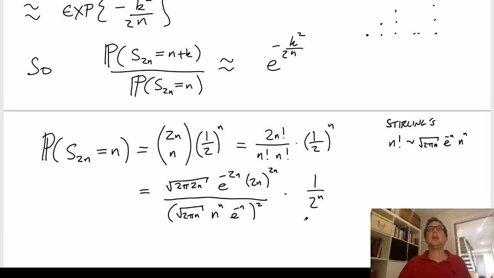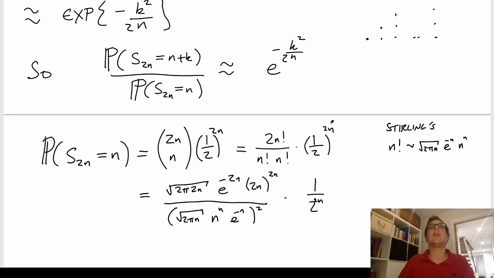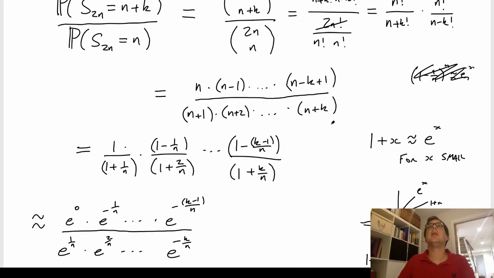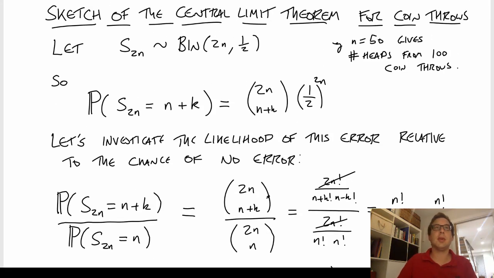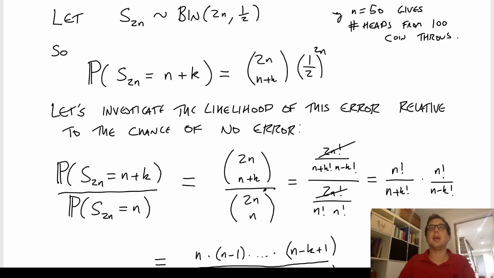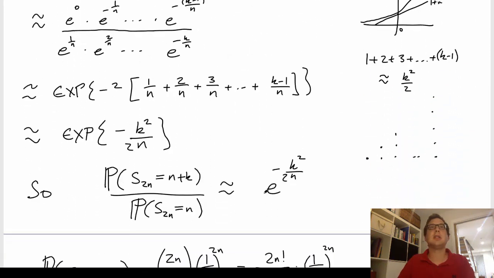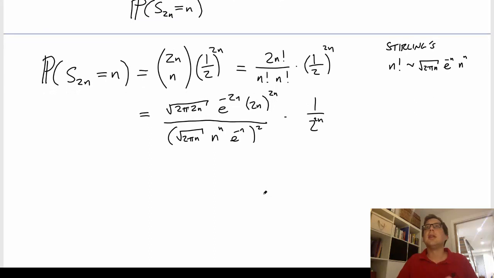Now let's have a look at what happens with all of that. Half to the power of 2n. Let me just check I've got that right up here as well. No, because remember I've got 2 to the n coin throws here, so I'm going to get 2 to the n here. Okay, that's fine. Apologies.